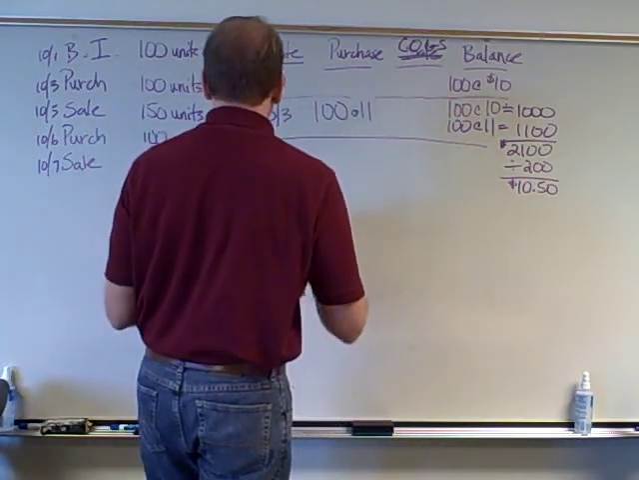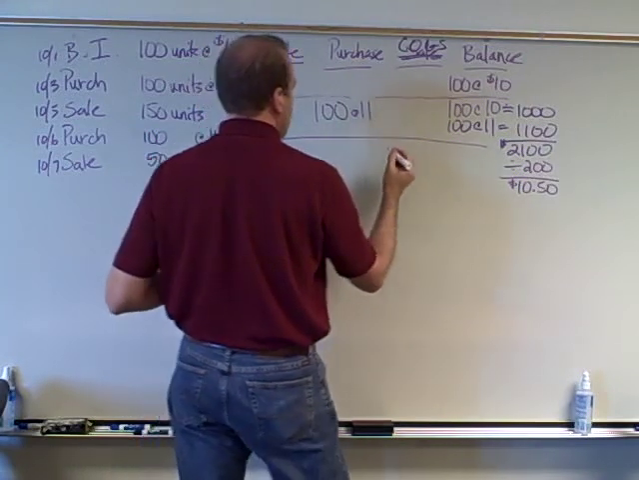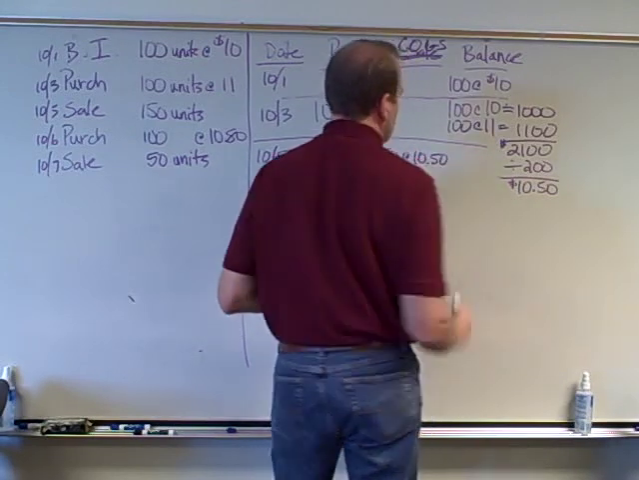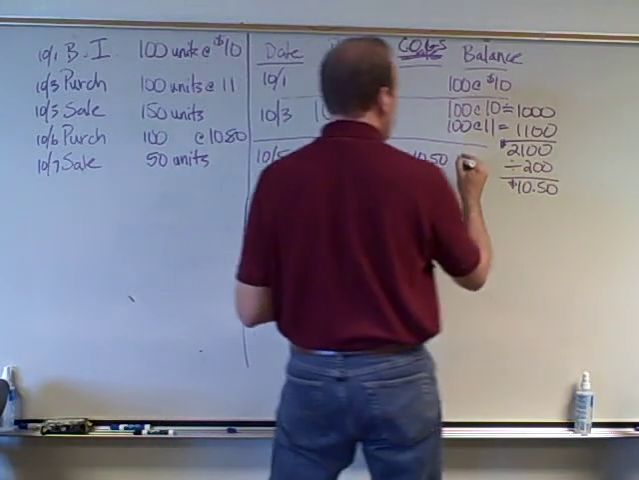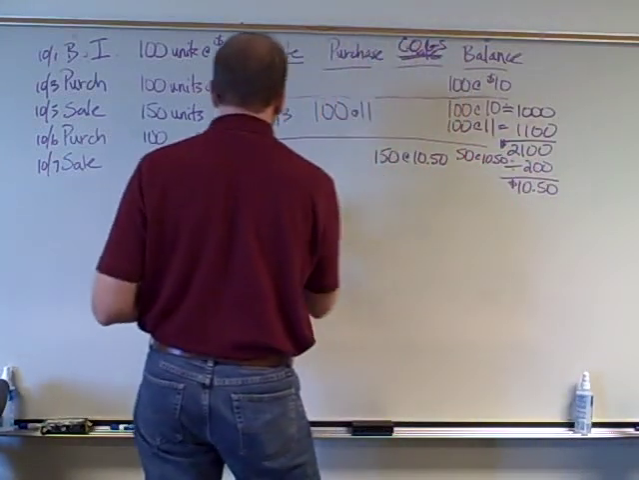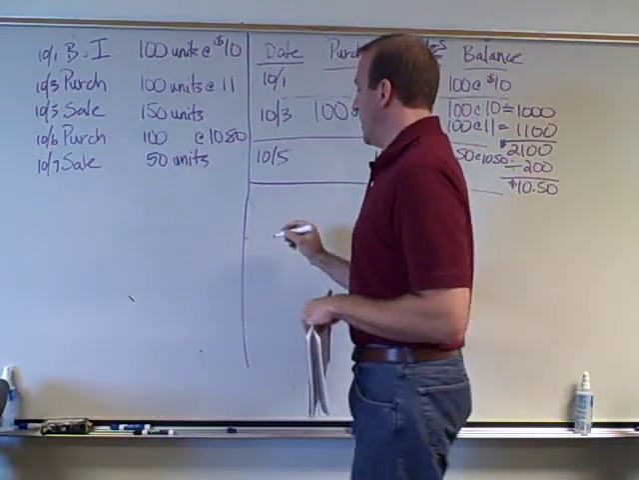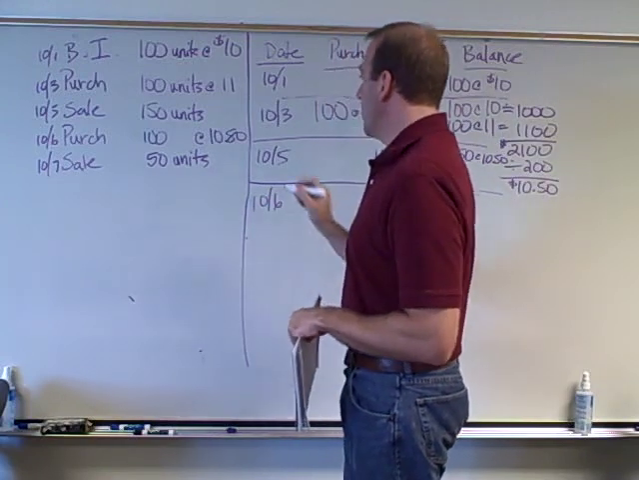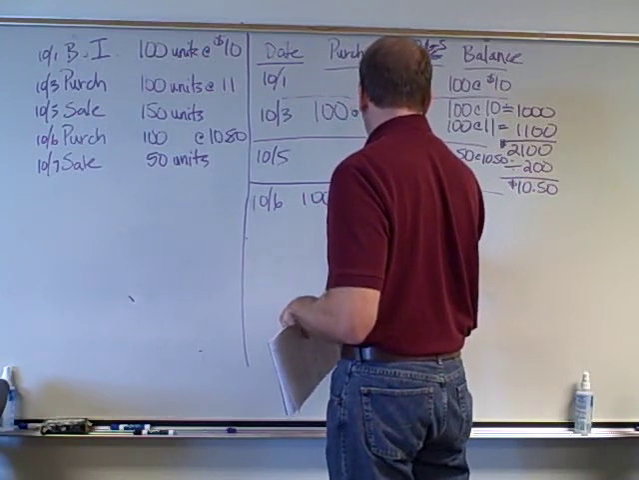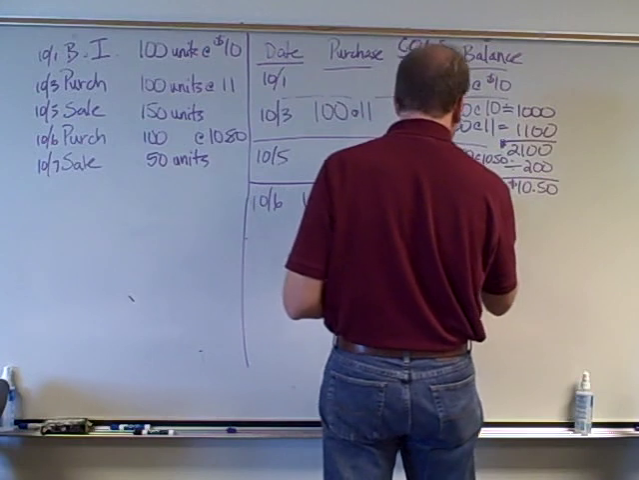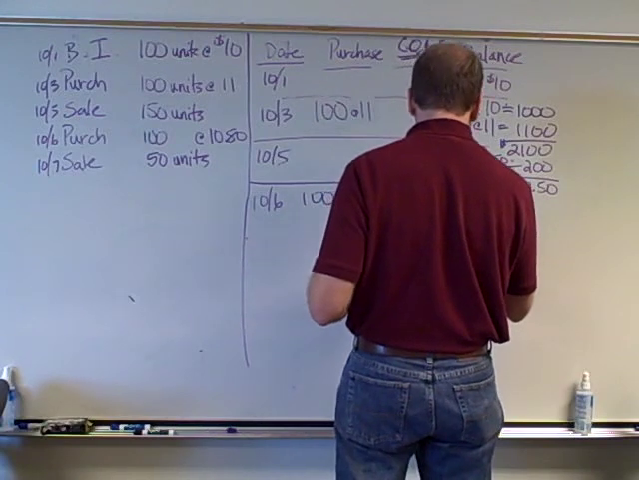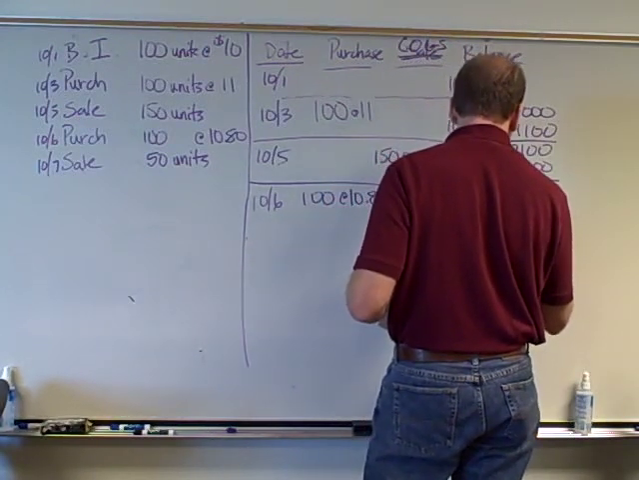So now our next transaction takes place on the 5th. So we're selling 150 units, and the cost of each one of those is the average cost, $10.50. So what do we have left? We've got 50 left at $10.50. So now, on our next transaction, on the 6th, we're purchasing 100 units at $10.80 per unit. So what do we have? We've got our 50 at $10.50, and we've got our 100 at $10.80.